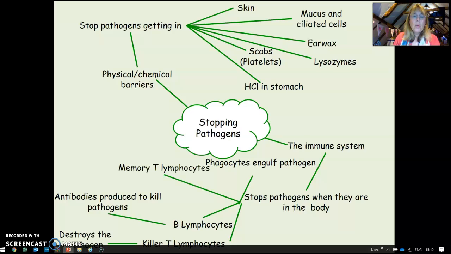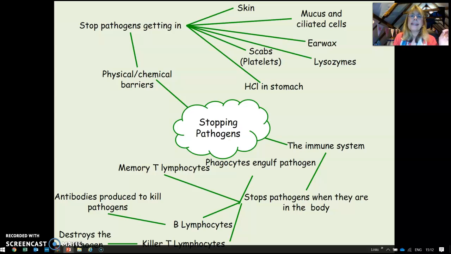And then we have the memory T lymphocytes. The memory cells, they remember the response that's needed for that particular pathogen, like the COVID virus. And if you are infected again, they will respond far quicker with a much higher concentration of antibodies so that the pathogen is destroyed before you feel any symptoms or realize it's ever entered your body.